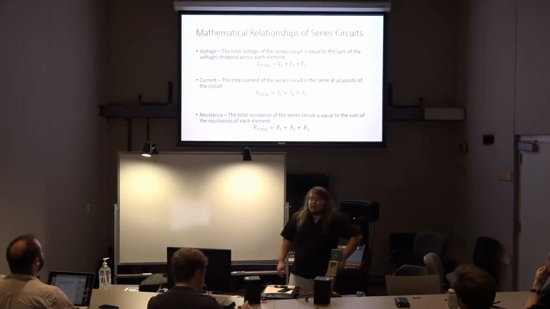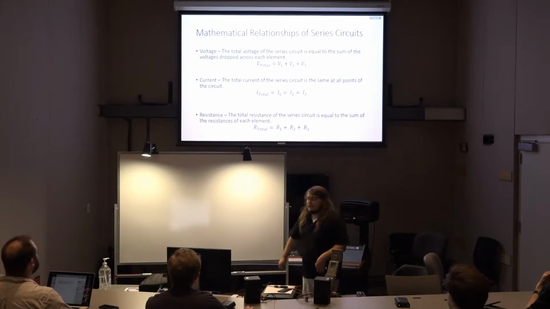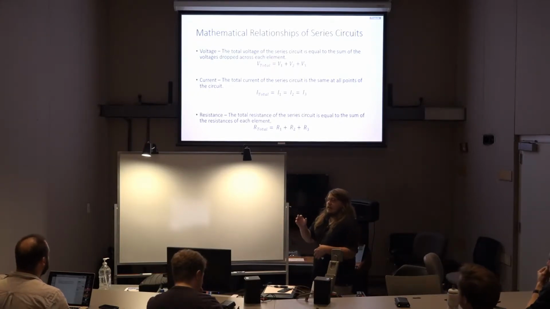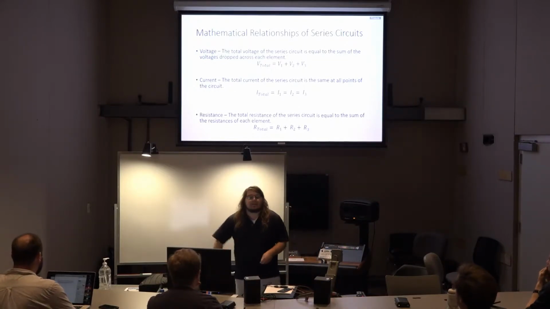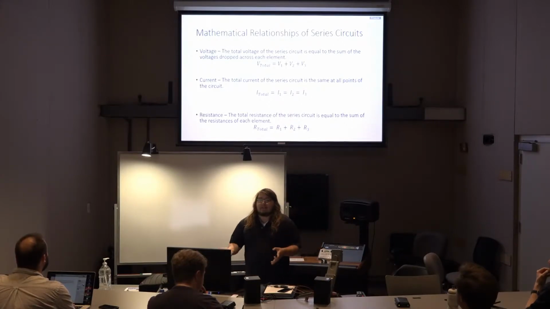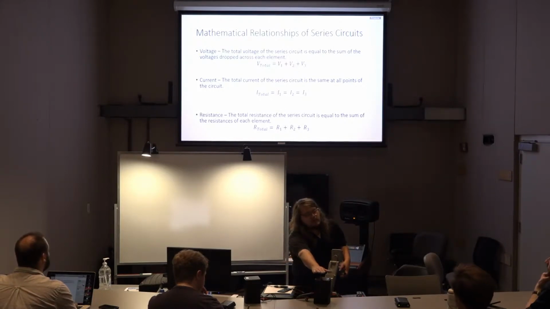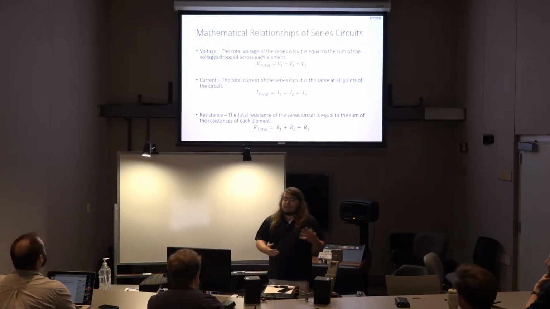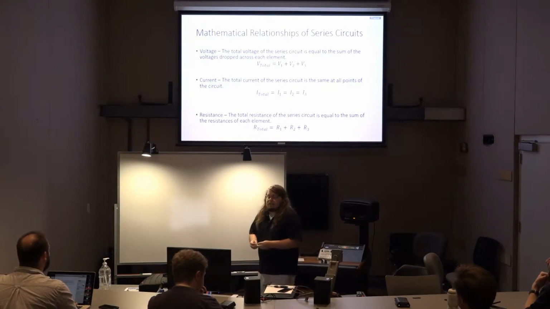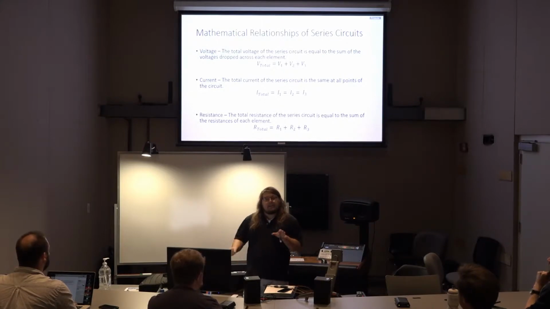All right, so the next part of this is again, we measured this, we put words to it, but this is how maybe mathematically or formulaically we would express this. Voltage in a series circuit. The total voltage of the series circuit is equal to the sum of the voltages dropped across each element. So again, earlier, 1.3 volts, 1.3 volts, together we had 2.6 volts. So we had the total voltage. The total current in a series circuit is the same at all points of the circuit. That can initially seem kind of confusing, I think.